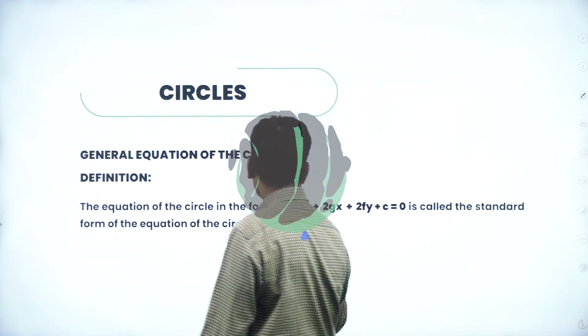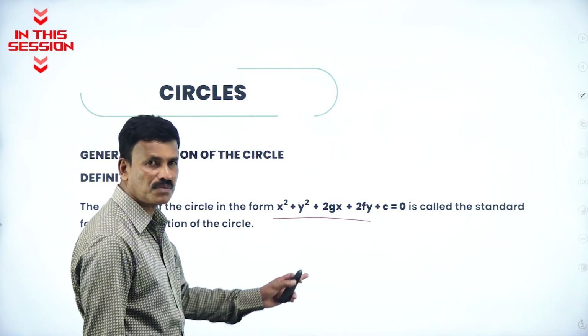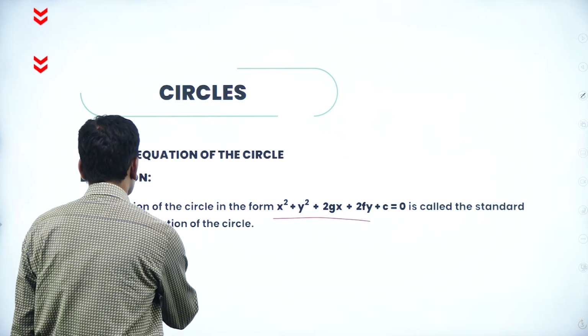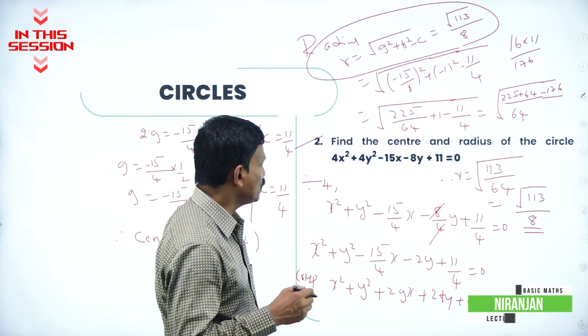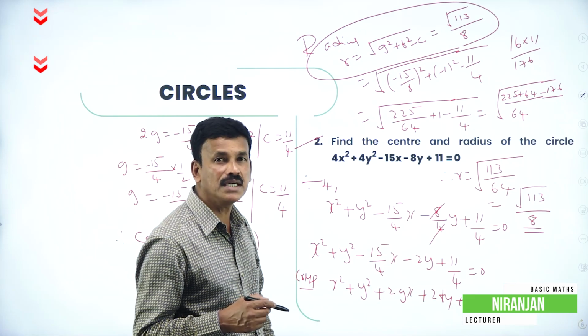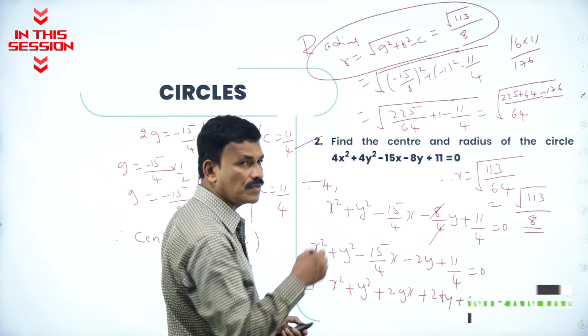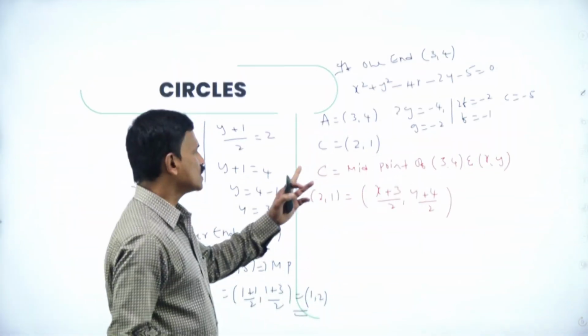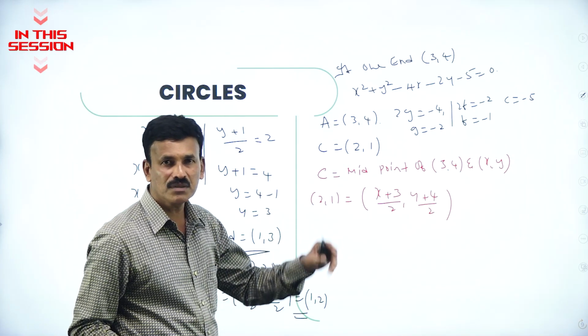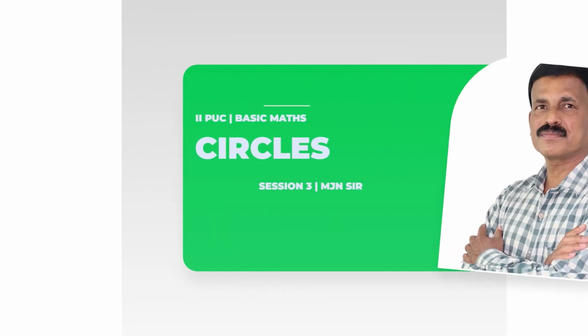Any equation of the circle in the form x square plus y square plus 2gx plus 2fy plus c is equal to 0 is called the standard equation of the circle. If it is of the form ax square plus by square plus 2gx plus 2fy plus c is equal to 0, just divide by a. Then simplify and convert to the standard form. The center is the midpoint of the other two ends, that is A (x1, y1) and B (x2, y2).